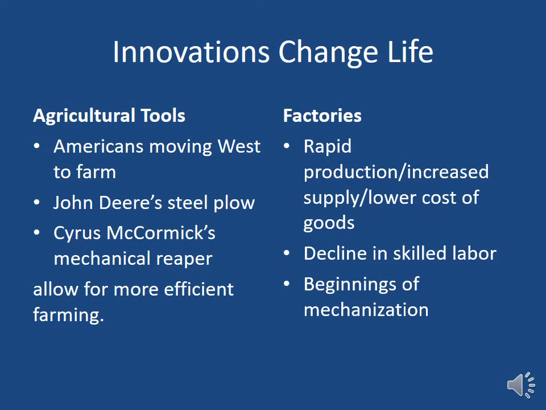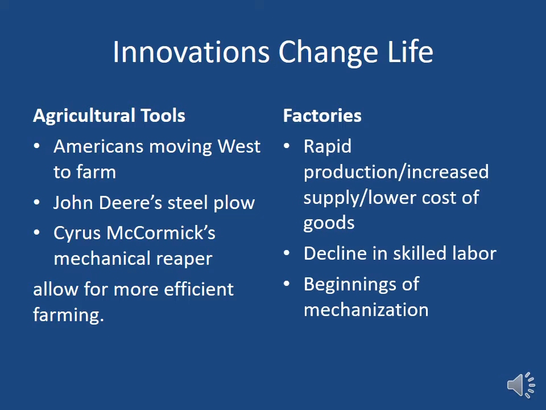Innovation changes life. Agricultural tools. Americans are moving west to farm. We talk about Southerners moving out to the Midwest. John Deere will develop a series of steel plows to enhance farming techniques. Cyrus McCormick invented a mechanical reaper, and both of these things allow for more efficient farming.